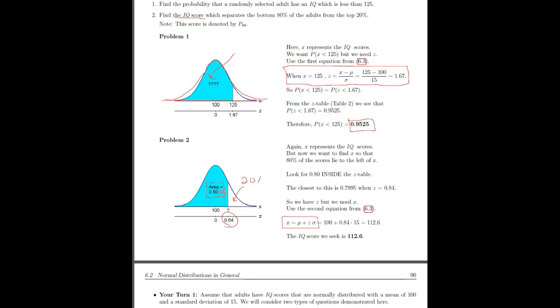This equation right here is just another form of the z-score formula. If you take your z-score formula, z equals x minus mu divided by sigma, and you just solve this formula for x, then you would end up getting this equation right here. So we're going to plug in mu, which was 100, z, which we just found to be 0.84, sigma, which we know is 15, and you plug it in and you get an IQ score of 112.6, being the score that separates the bottom 80% of adults from the top 20% of adults.